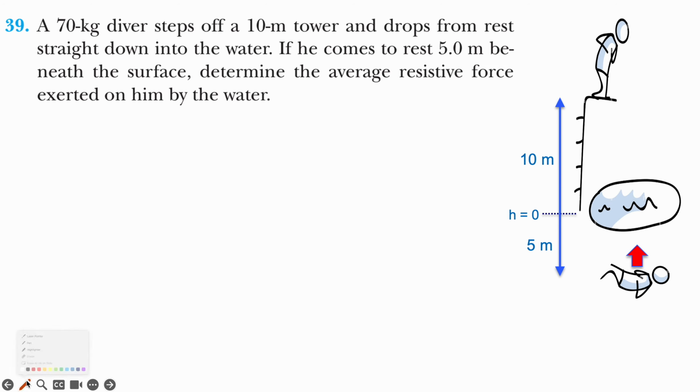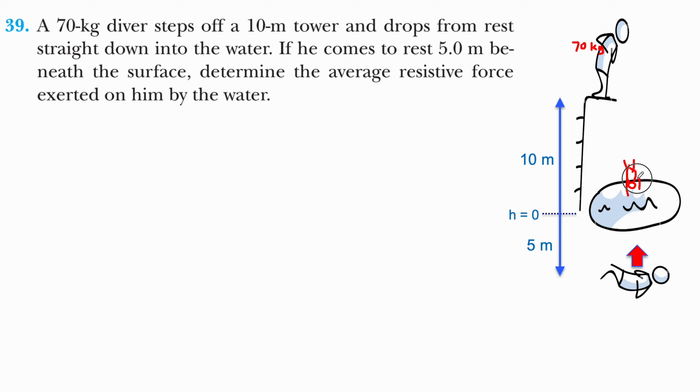So here's number 39 from your textbook. We've got a 70 kilogram diver who steps off a 10-meter tall tower and drops from rest straight into the water. If he comes to rest 5 meters below the water, what's the average resistive force? I'm going to break this into two parts and figure out what his velocity is just before he enters the water first. And then once we have that, solve the other part.